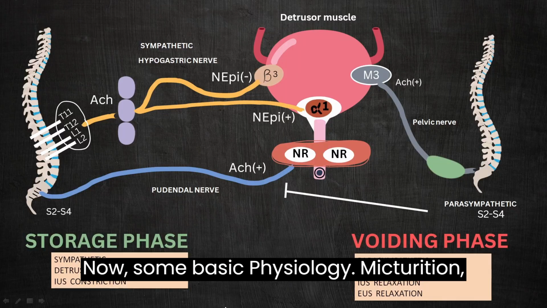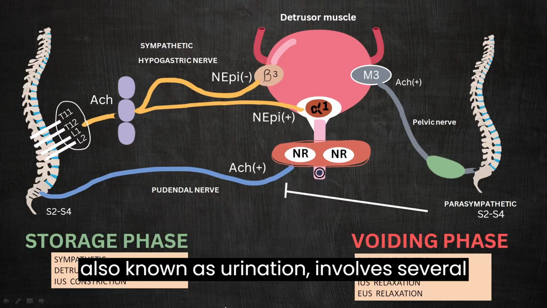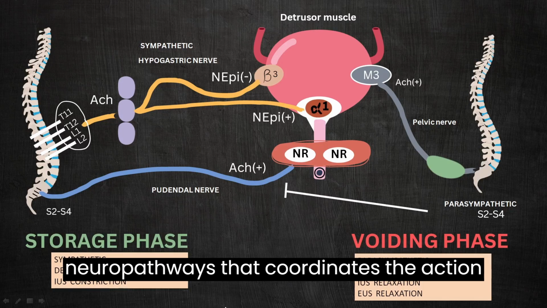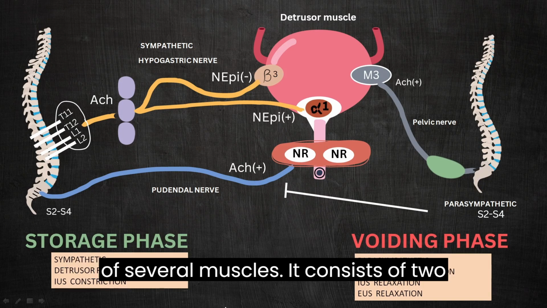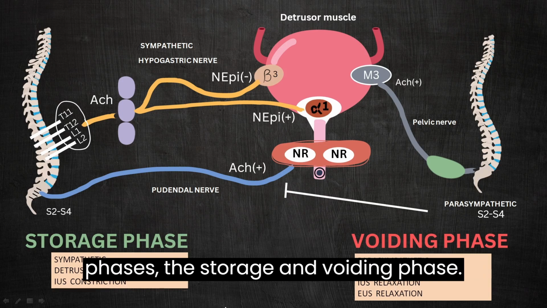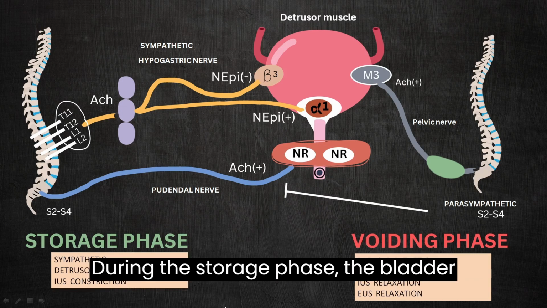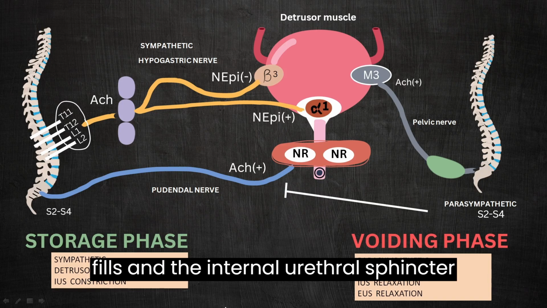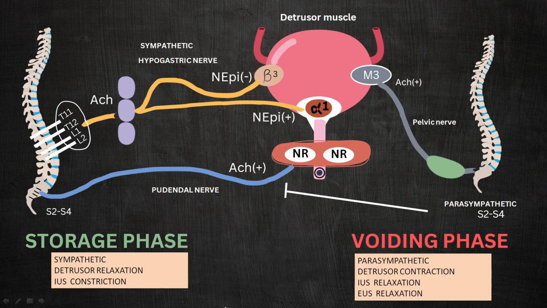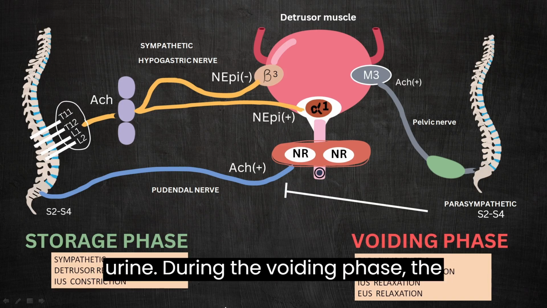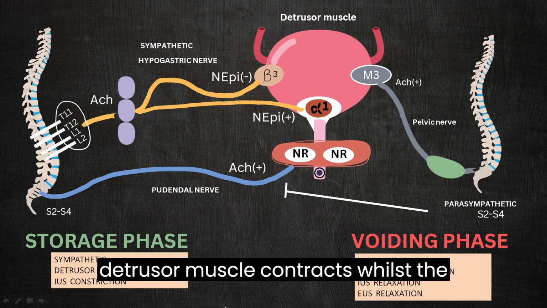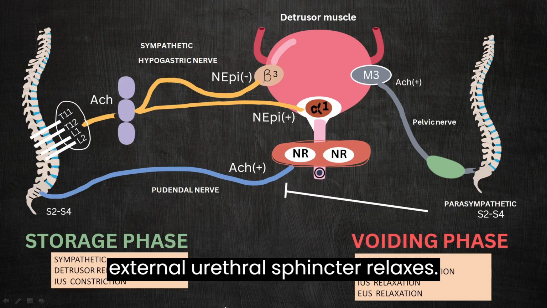Now, some basic physiology. Micturition, also known as urination, involves several neural pathways that coordinate the action of several muscles. It consists of two phases, the storage and the voiding phase. During the storage phase, the bladder fills and the internal urethral sphincter contracts to maintain continence of urine. During the voiding phase, the detrusor muscle contracts whilst the external urethral sphincter relaxes.